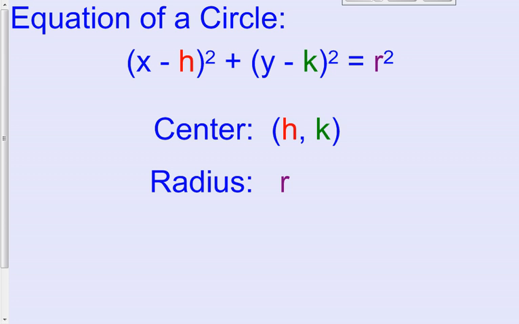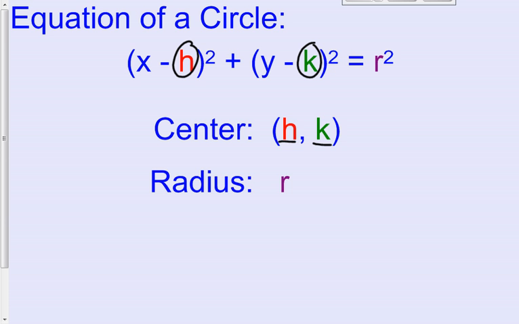It's x minus h quantity squared plus y minus k quantity squared. That equals the radius squared. Now I want you to notice something with this equation. First of all, the center is at (h, k). So h being right here and k being right here.